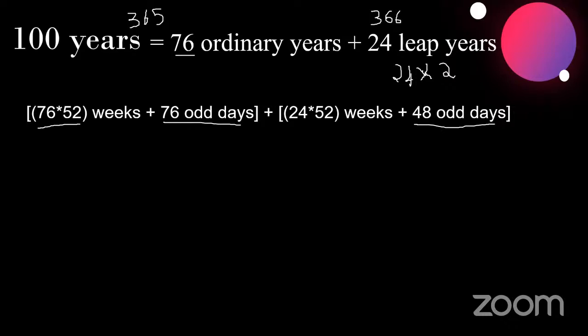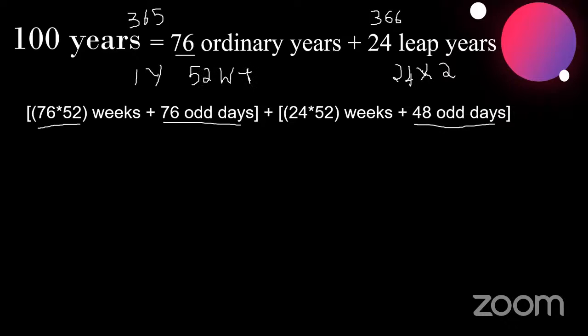Now we are just calculating this. Let me explain one time. In 100 years, we have 76 ordinary years and 24 leap years. In 1 year we have 365 days. In 365 days, how many weeks are there? 52 weeks plus 1 odd day.